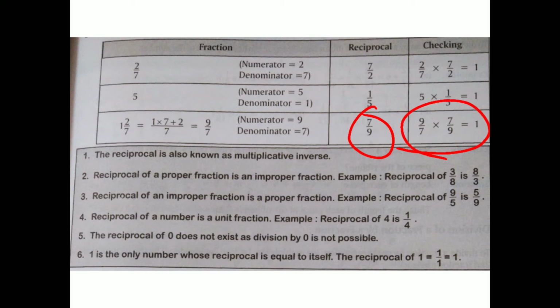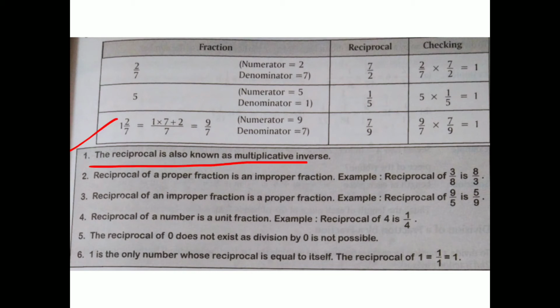Here are some important rules. First, the reciprocal is also known as the multiplicative inverse. Multiplicative inverse means when we multiply a fraction and its reciprocal, the answer will be 1. It means it is the multiplicative inverse. OK, the answer is always 1.